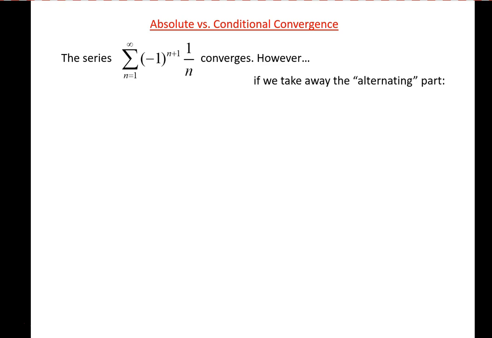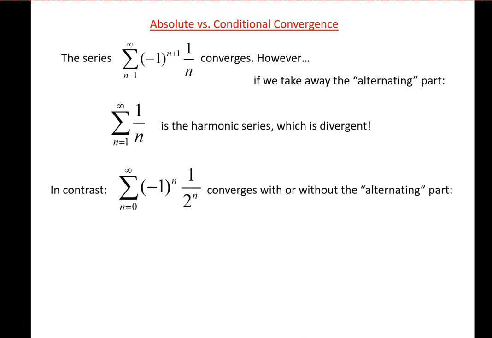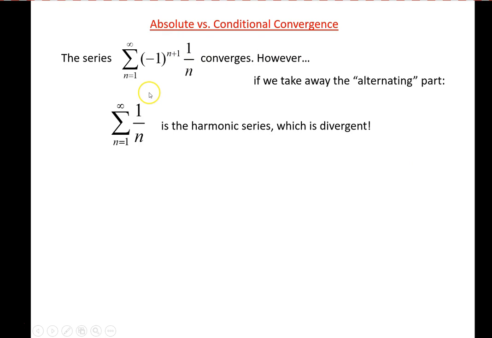However, if we take away the alternating part and just look at the regular harmonic series, 1 over n, remember, based on p series, we said that diverges. So what that means is we would say the original series, the alternating series, converges what we call conditionally. So in other words, this series converges on the condition that it includes the alternating part.